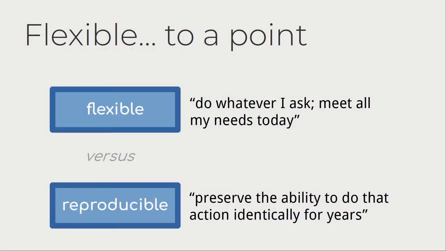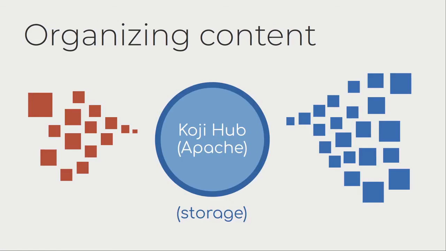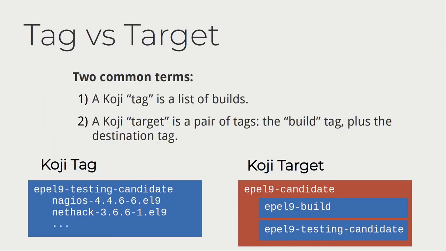So, organizing content. Koji allows us to store content but also organize it with tags. There are two terms that you may hear a lot when discussing Koji or reading the docs: tags and targets. First, a Koji tag is a list of builds. It's a way to identify a particular set of builds. In the picture on the left, you can see the example Epel 9 testing candidate tag, and we have a few builds within that tag.